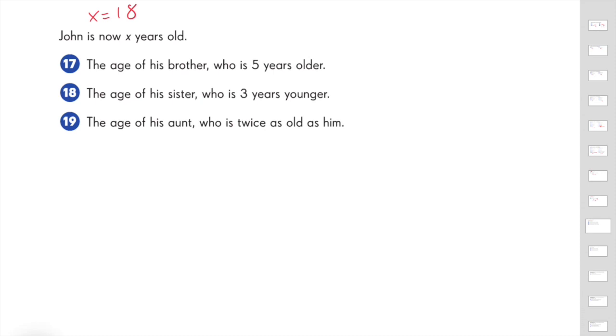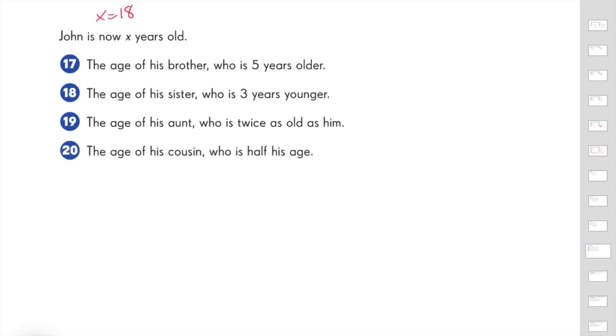Number 19, the age of his aunt, who is twice as old as him. Okay, so John is x, and if his aunt is twice as old as him, it would be 2 times his age. So we would say 2x, or 2 times x. And let's substitute 18 for x. So 2 times 18 would give us 36. So his aunt's age is 36 when John's age is 18.